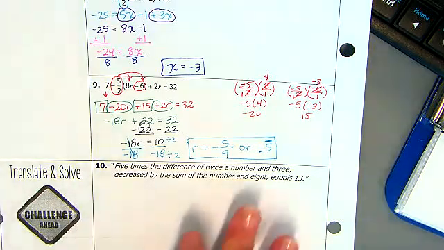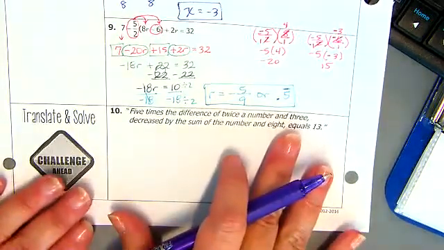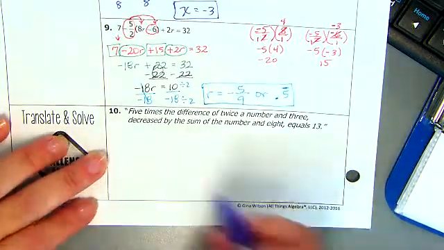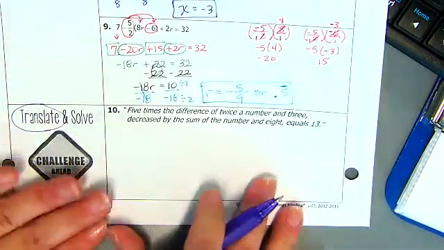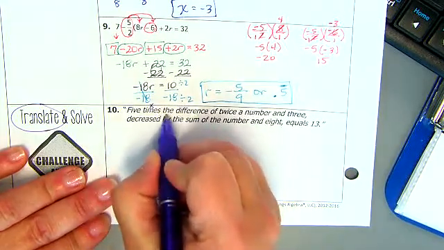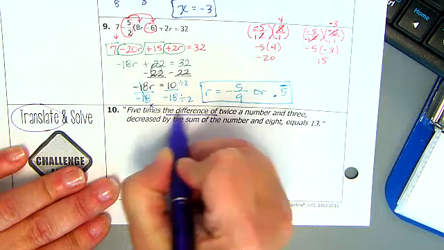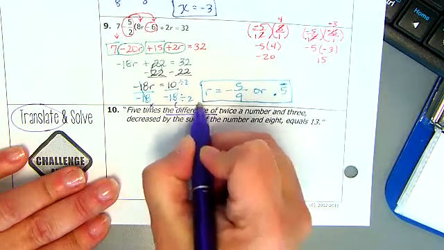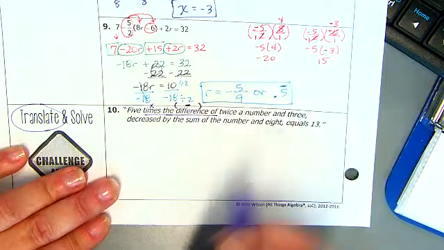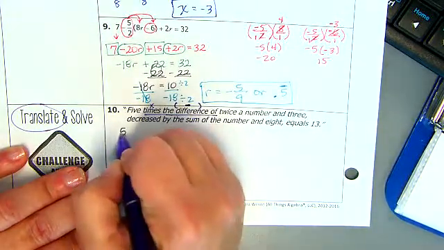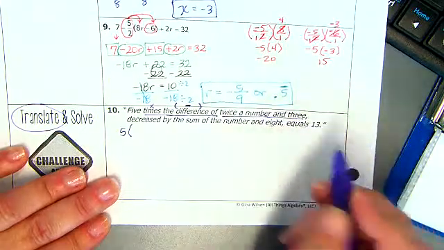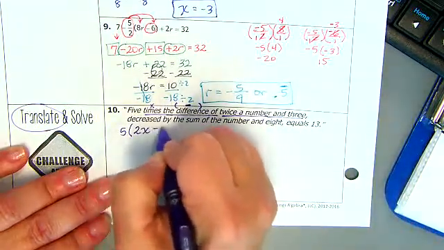When we're looking at number 10, we're solving. But we've got to write it first. We have to translate first. It says 5 times, so that means I'm going to be multiplying the difference of. That sentence right there tells me I've got to do parentheses. Difference, 5 times the difference, that means I'm doing subtraction in there. So I'm going to have 5, open parentheses, twice a number, and 3. So I'm doing 2x minus 3.